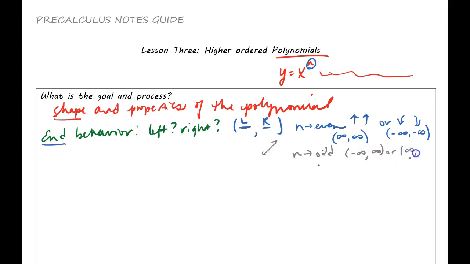So if it's odd, these are always alternating. If it's even, it's either both up or both down, and you just have to think about whether it's been reflected or not. So that's end behavior in a nutshell.